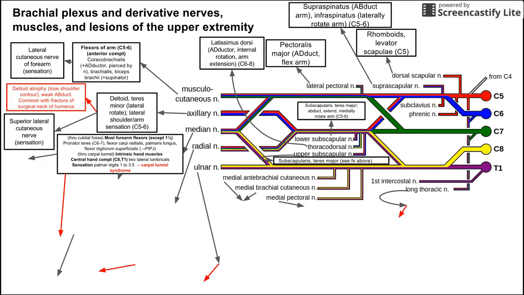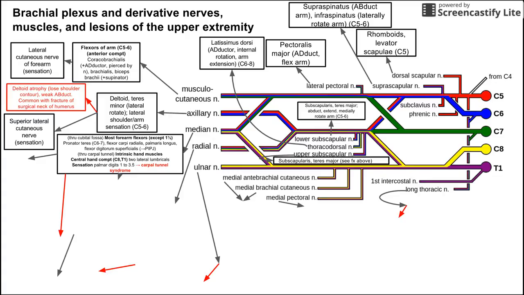The median nerve then continues through the carpal tunnel to innervate intrinsic hand muscles. A lot of the intrinsic hand muscles are innervated by the ulnar nerve, but the median nerve does do some. Specifically, in the central hand compartment, the median nerve innervates the 2 lateral lumbricals. Lumbricals are the worm-like muscles in your hand between the metacarpals, and the median nerve does the 2 lateral ones. So that means the ones associated with your second and third digits.